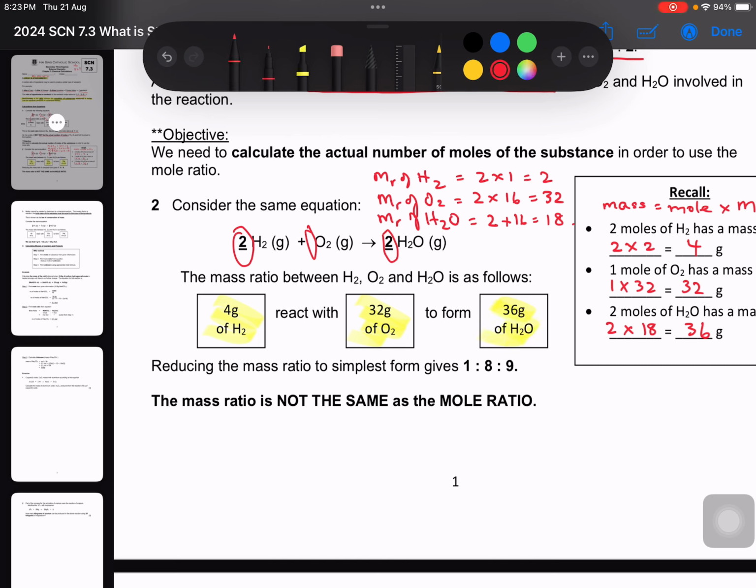They give us mass. So which mole formula are we going to use? We have to use the mass formula. What does the mass formula look like? Can you still remember? Mole equals mass over MR. Mass is 8 grams, that's what we are given. And MR of CuO, check the periodic table, is 64 plus 16. So this is 8 divided by 80, which is 0.1 mole.